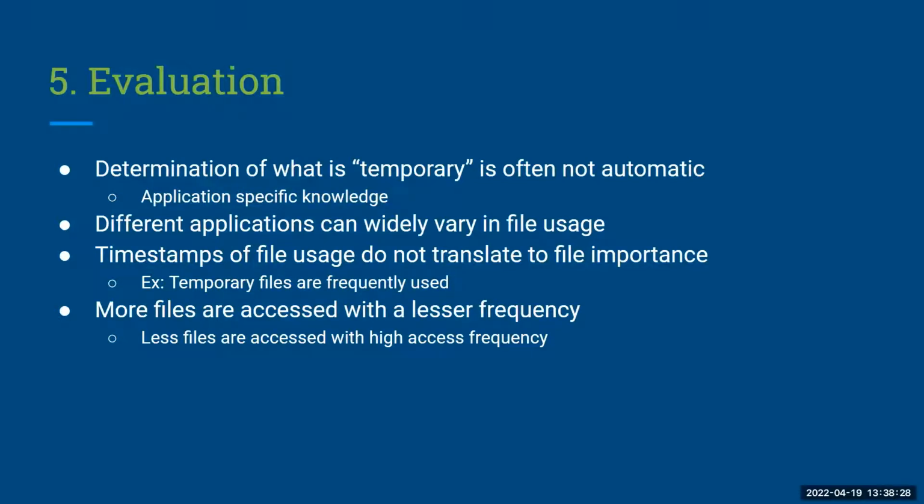So we're going to go over some of the graphs that we rendered, but these are a couple of things that stood out in the research. Often what's temporary is not automatic, and this comes down to the application and having specific knowledge about it. For example, when we did Mozilla Firefox, there's a specific folder called morgue, and all those folders can be regenerated, but that's not always consistent across all web browsers. Different applications have widely varying file usage. Some use a lot, some use very little.